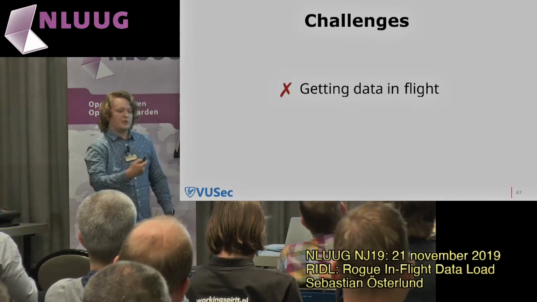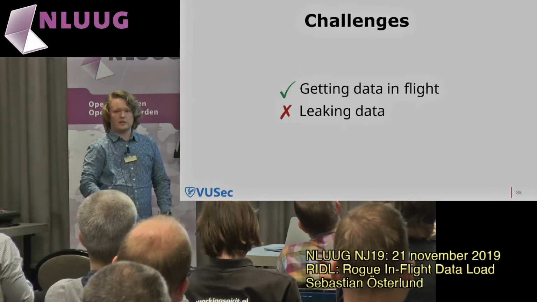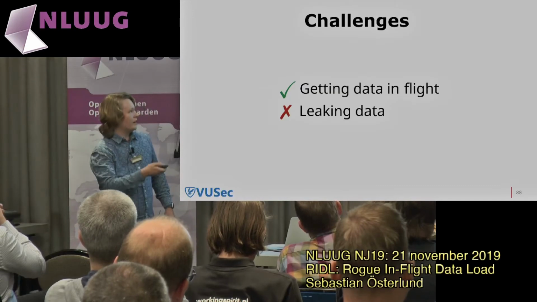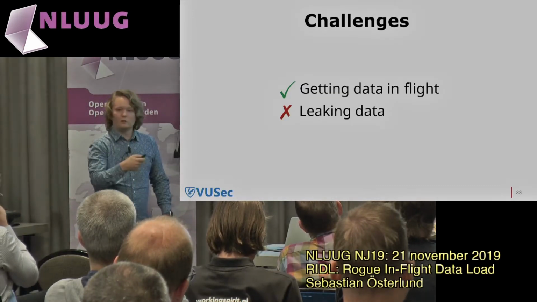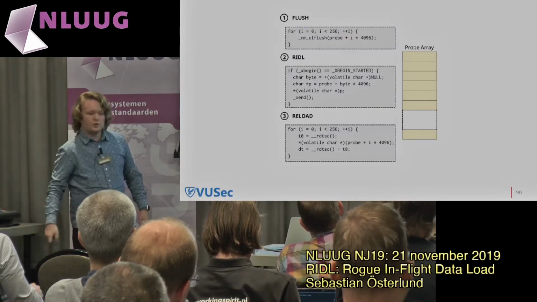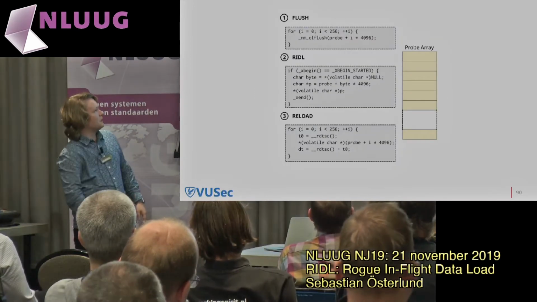So the first challenge, getting data in flight, is easy. We invoke the password utility, which you can do as a normal user. And the other thing is actually leaking data. So how does this Riddle attack work? Let me show you. This is basically the code for the attack.